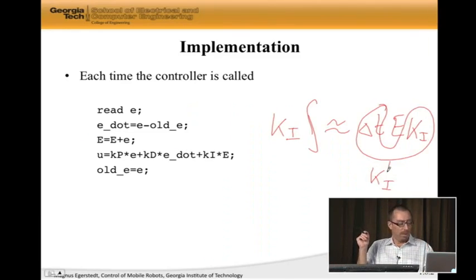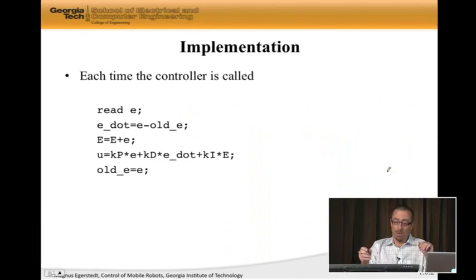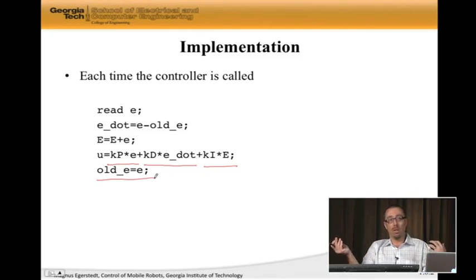So then, my actual controller is kp times E plus kd times E dot, which I just computed, plus ki times E. This is my control structure. This is how we actually implement it. And then at the end, I need to remember to store the latest E as the old E, so next time I call the controller, I have the previous value. This is the implementation of a PID regulator.